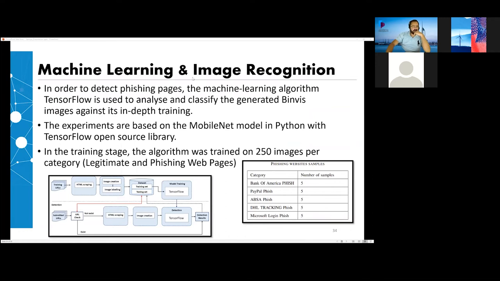We train our model. We use this time TensorFlow with MobileNet and TensorFlow. So we use it. We train it with PayPal, Bank of America, DHL, and Microsoft login. We use five samples. When I say five, I will explain what I mean.